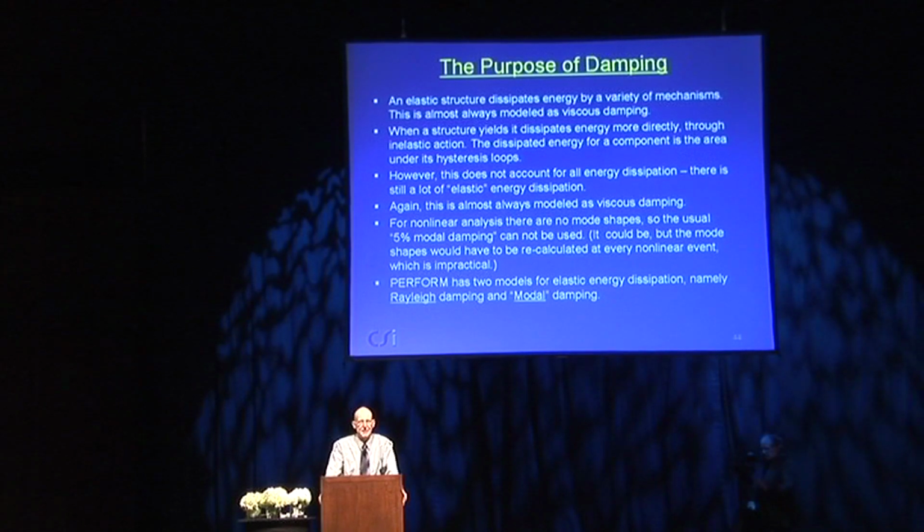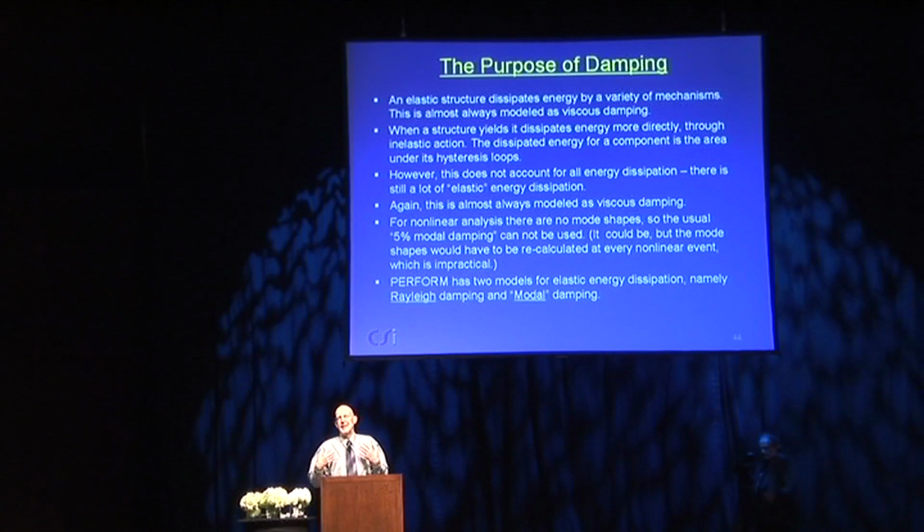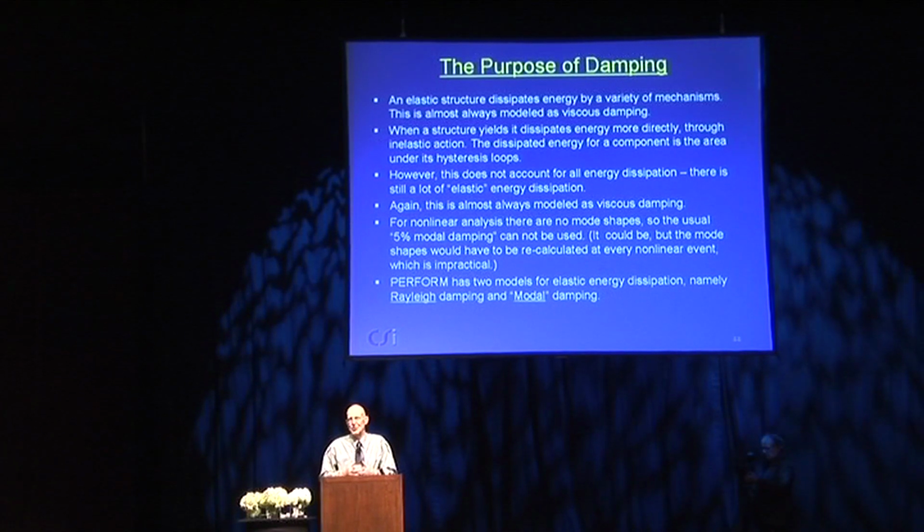Okay, now when a structure yields, it actually dissipates energy more directly, and this is through inelastic action. You go around a hysteresis loop inelastically, and energy is dissipated by inelastic hysteresis. So you are directly modeling some energy loss. And the dissipated energy for a component is the area under its hysteresis loop or loops.